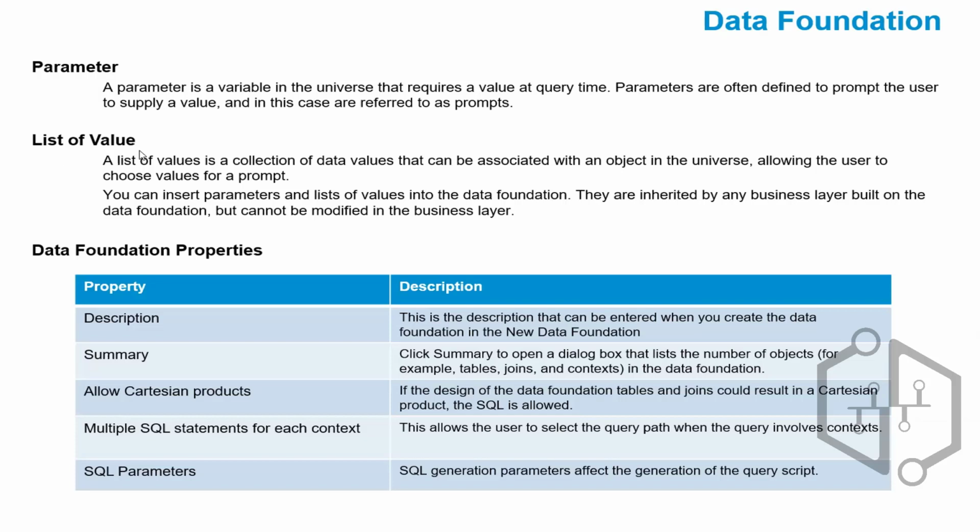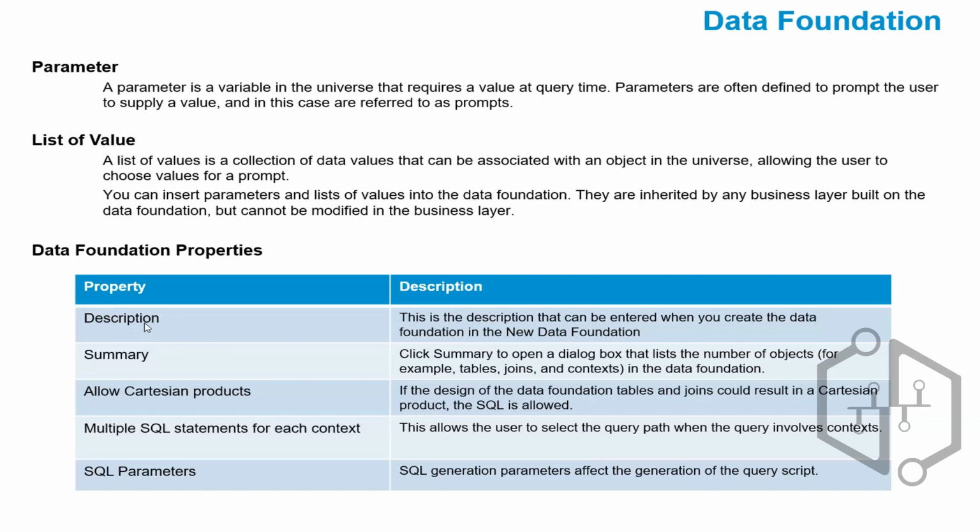List of values is, again we told you, like for the year object we can provide the list of values for around 30 years where we perform the analysis. That is given along with the object, so that whenever the user selects that prompt, he can select from the given list of values instead of entering the year value himself. He can select from the given values.